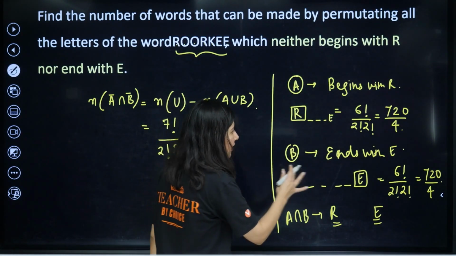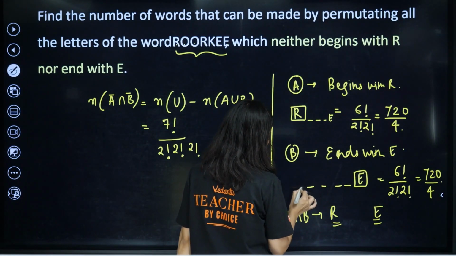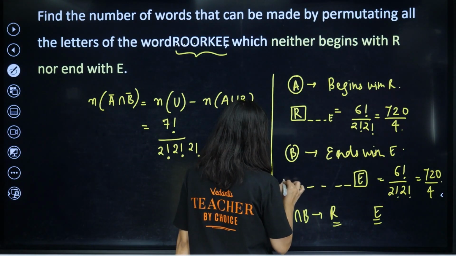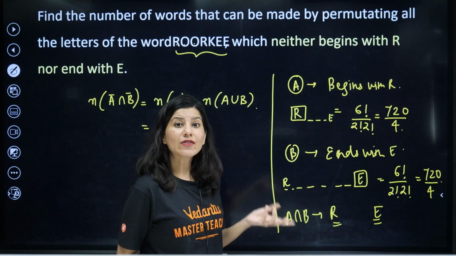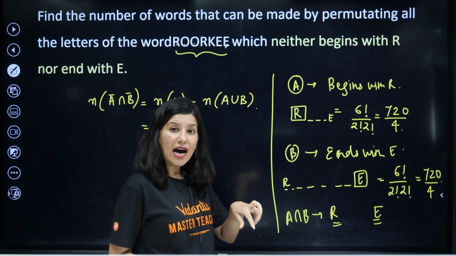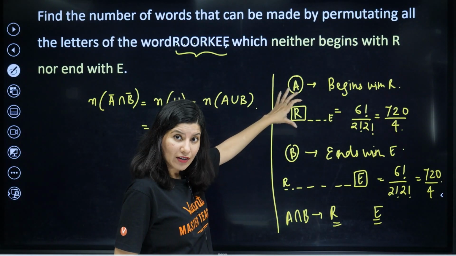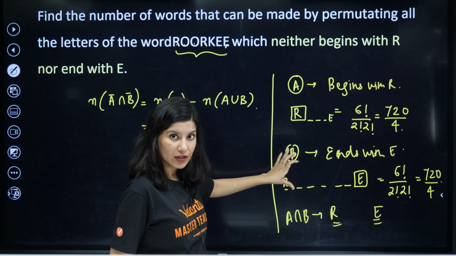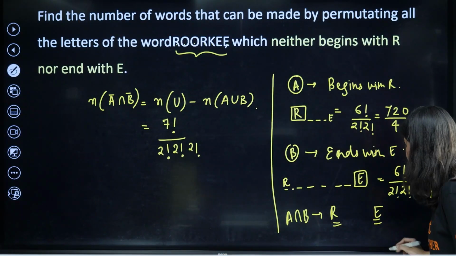And here we just focused on E, ends with E. So there will be some words in this which begin with R. So basically we have counted all those words which start with R and at the same time end with E twice. Here also I have counted it, here also I have counted it. So we need to subtract it. A intersection B means R and E.